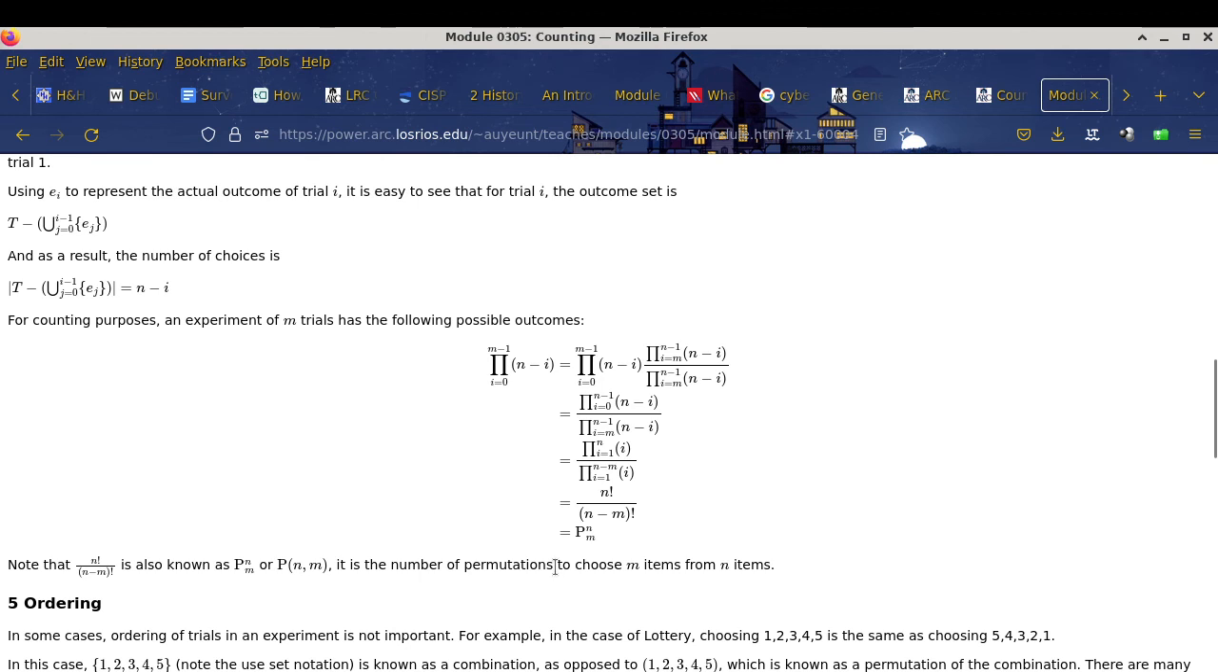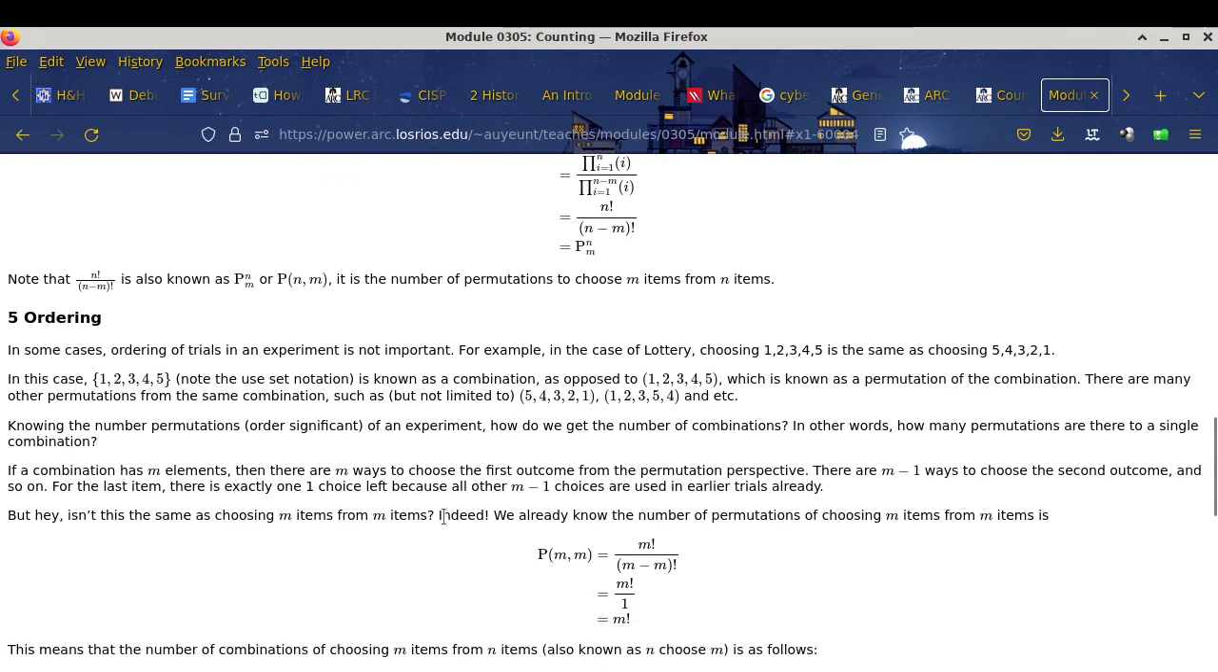So that's what section 5 is about. In some cases, ordering of trials in an experiment is not important. For example, in the case of lottery, choosing 1, 2, 3, 4, 5 is the same thing as choosing 5, 4, 3, 2, 1. Or I should say, the drawing of the numbers 1, 2, 3, 4, 5 and the drawing of the numbers 5, 4, 3, 2, 1 would be considered equivalent because the sequence in which you get a number does not matter.